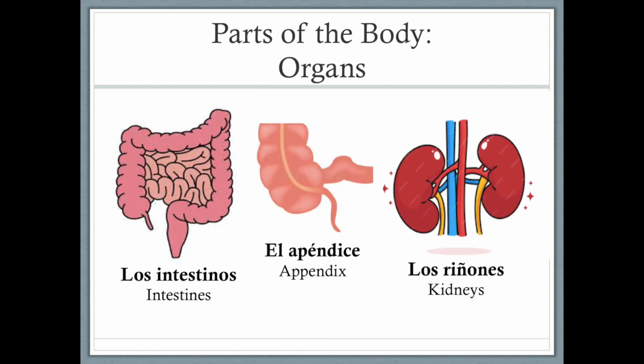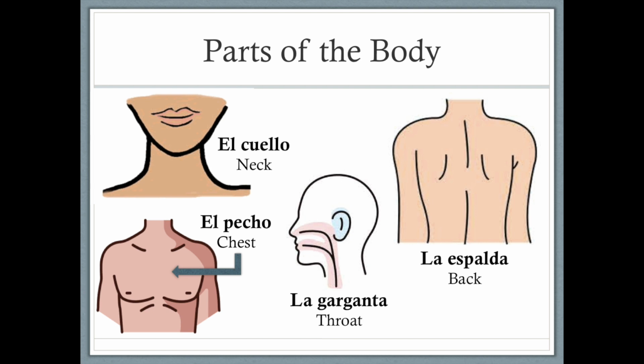Los intestinos are the intestines. El apéndice is the appendix. And los riñones are the kidneys. One singular kidney would be el riñón. El cuello is the neck.